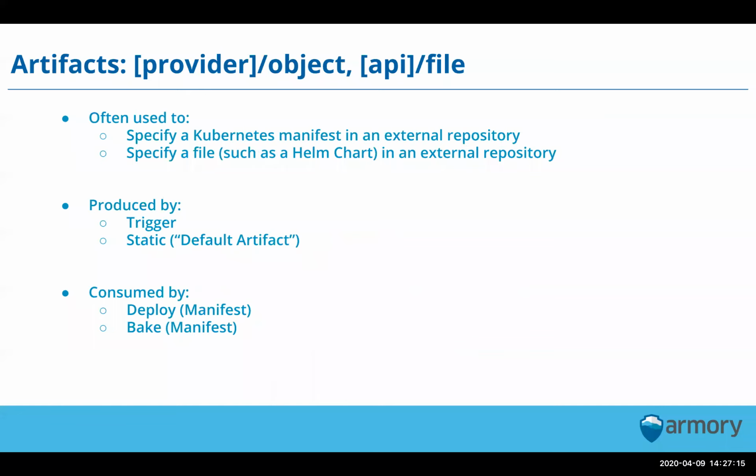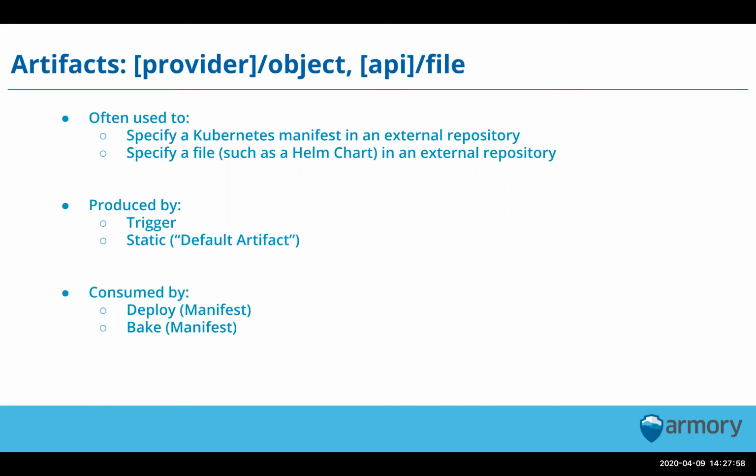So I'm going to talk about each one of these and show a couple of examples. The first type is the provider object or API file. Provider can be one of S3, GCS, AZS. API can be GitHub, Bitbucket, GitLab, OCI, I think, HTTP. These are usually used to reference either a Kubernetes manifest or a Helm chart, but can theoretically be used to reference any file. The way you get these into your Spinnaker pipeline is usually one of two ways. You either pass them in as a trigger, and then if you're passing it in as a trigger, you want to match that artifact.